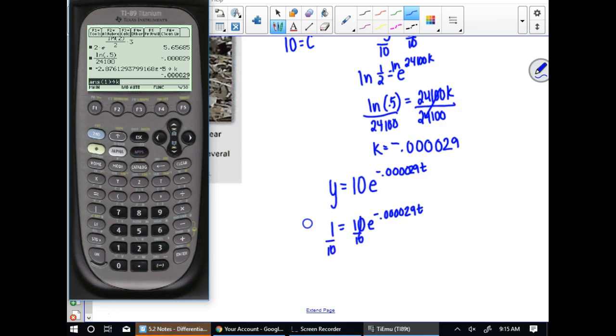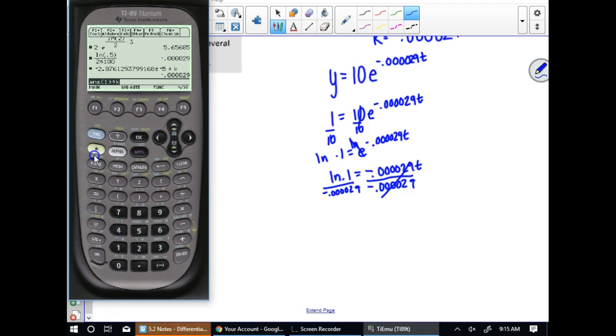Divide by 10. We get 0.1 equals e to the negative 0.000029t. What's next? Natural log. So I've got natural log of 0.1 equals negative 0.000029t. What should I do now? Divide. And whenever I do that, I'll do natural log of 0.1 divided by k. We'll store that value. And t is 80,058.5 years.